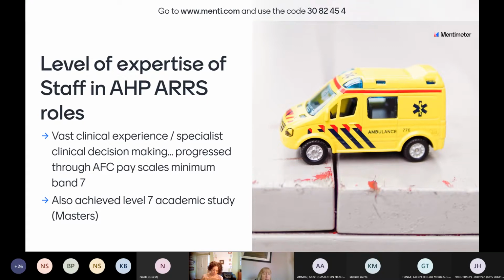So a physio, for instance, will rotate for 2 years. So you don't want somebody who's just 3 years qualified because they wouldn't have been 3 years qualified in the MSK field, and they wouldn't have that level of expertise. So it's about that they are at pay band 7 minimum, on the Agenda for Change. They've actually climbed through their experience from a band 5, band 6 to band 7, and they've achieved a level 7 master's qualification.